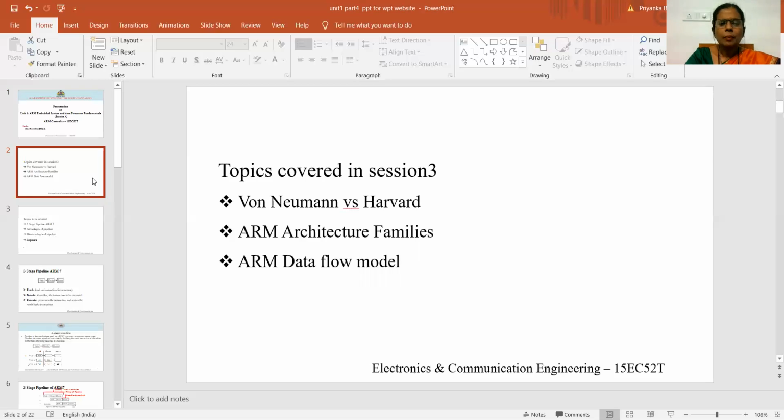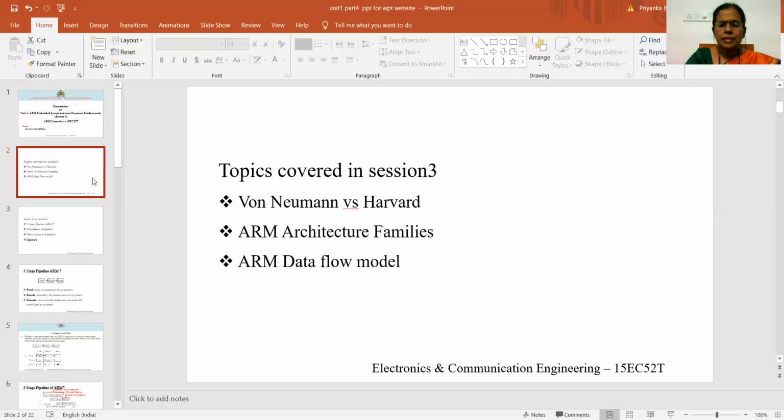Next we studied the ARM architecture families. There are three ARM families: ARM 7, ARM 9, and ARM 10. Under ARM 7, we will study ARM7TDMI in the later chapters. So those things we studied in the ARM architecture families.